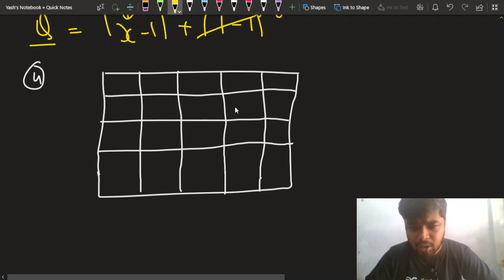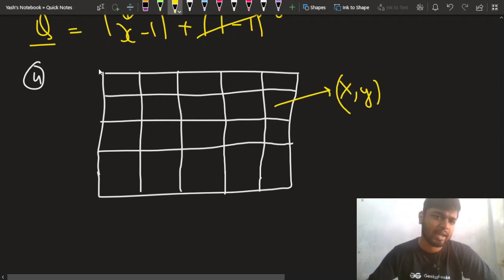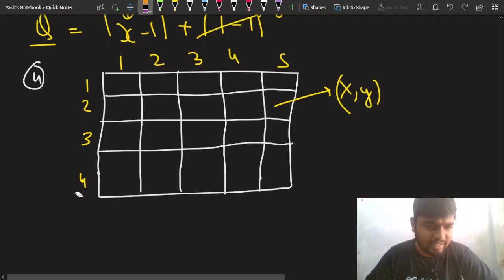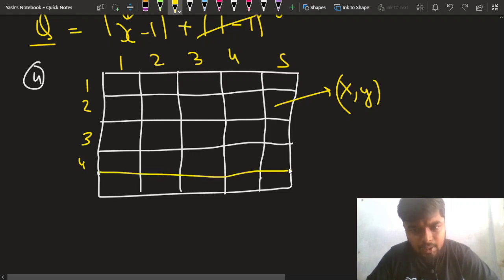But let's say that this can be the case. Let's say this is your point that the computer has chosen, and this point is nothing but x comma y, and let me put some values in this: 1 2 3 4 5. Let me just increase the size of the grid. Let's take it as a 5 cross 5 grid. Let's assume that the point that I want to fetch is here.